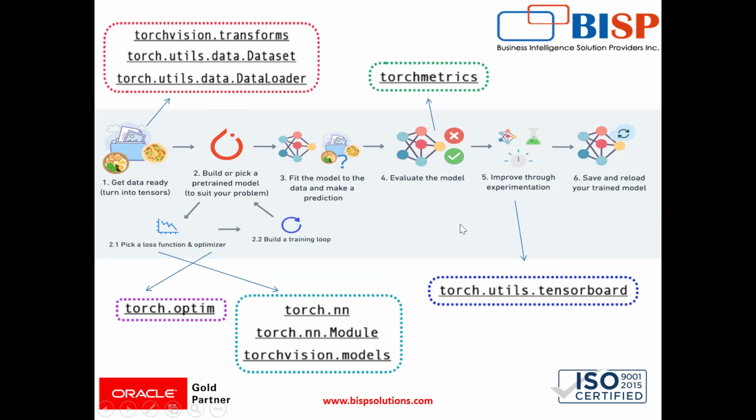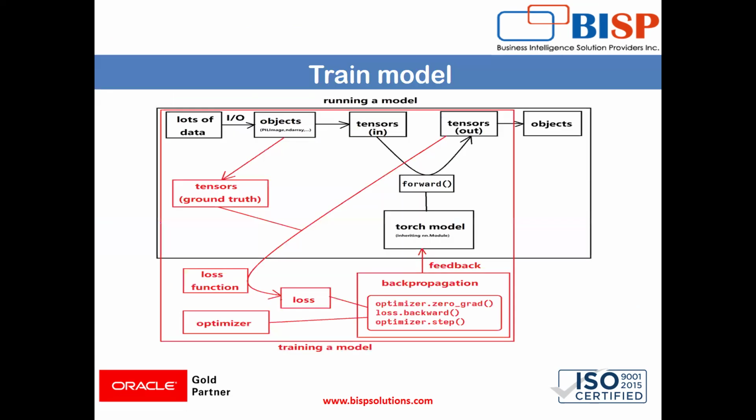Now torch.metrics and torch.utils.tensorboard. So evaluation of the model is done, and we improve through experimentation. For that TensorBoard is used, and then save and reload your trained model. This is the complete picture. When we work on real data, it will become more clear to you, right?